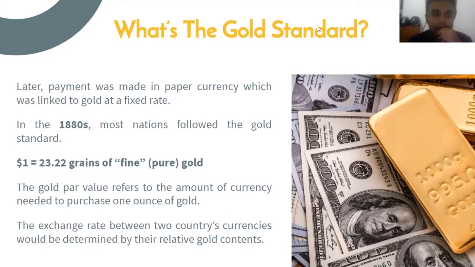Later, payment was made in paper currency which was linked to gold at a fixed rate. In the 1880s, most nations followed the gold standard. Here's the par value of the gold standard at that time: one US dollar equals 23.22 grains of fine or pure gold. The gold par value refers to the amount of currency needed to purchase 1 ounce of gold. The exchange rate between two countries' currency will be determined by their relative gold contents.